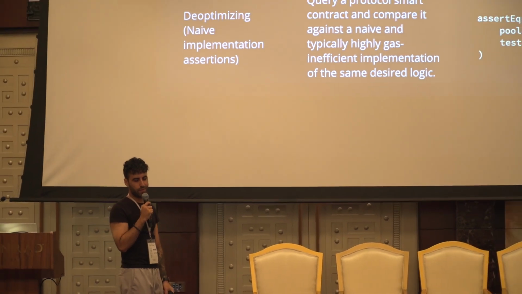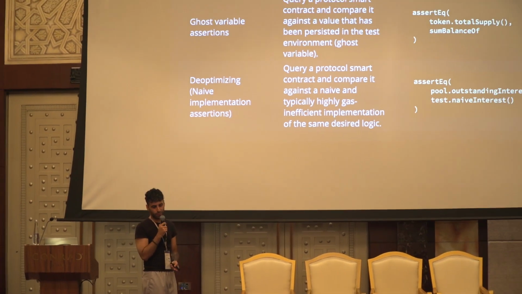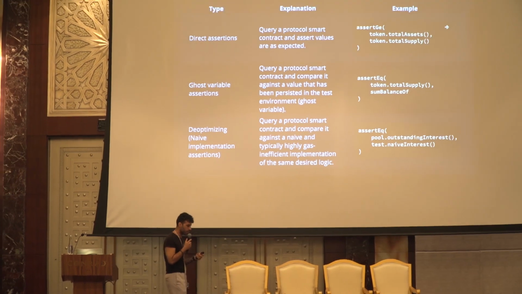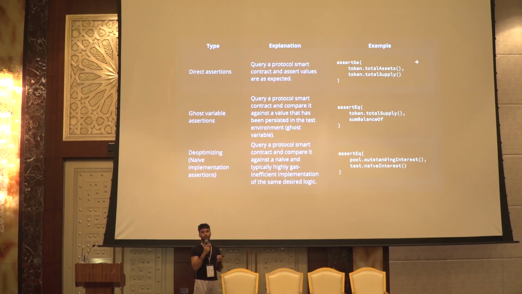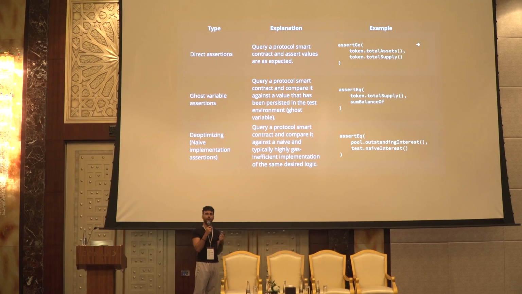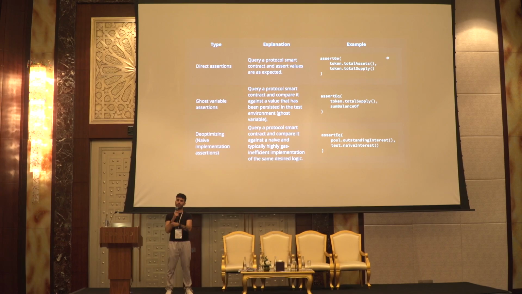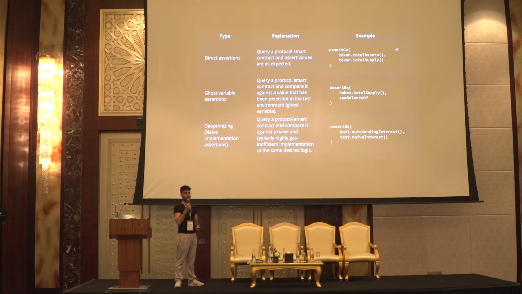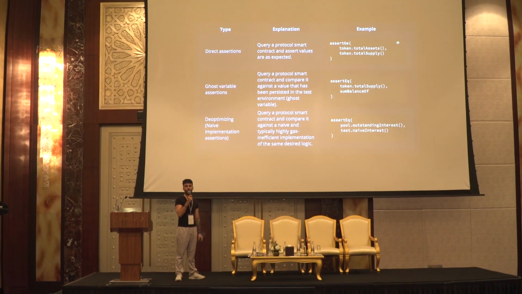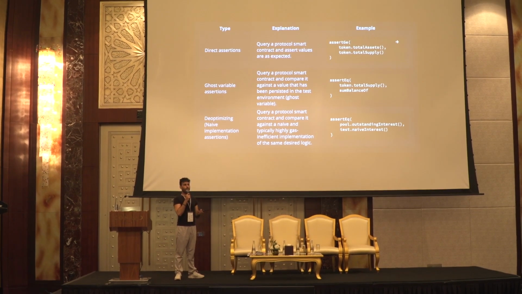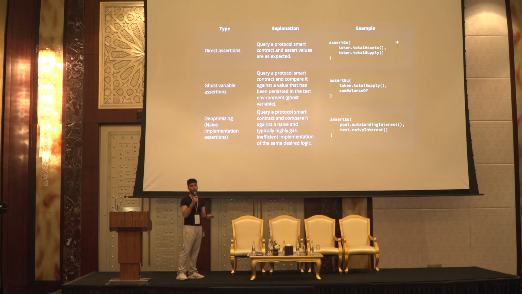The last one is de-optimizing. This one is pretty fun, actually. Let's say you wrote a very good, very gas efficient, very performant, very optimized algorithm that you're using to distribute rewards in real time to many users, for yield farming or something like that. How can you be sure that your formula is correct, or that your implementation is correct? Then you can do the naive implementation technique.